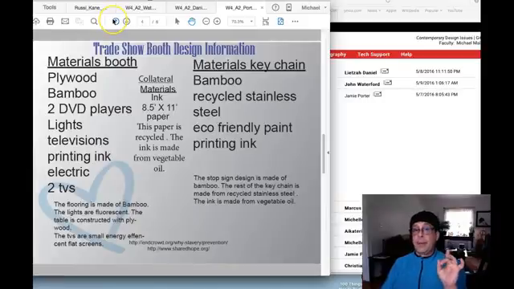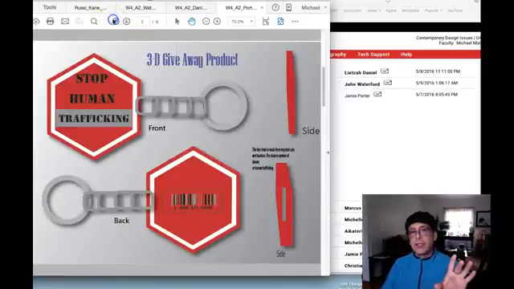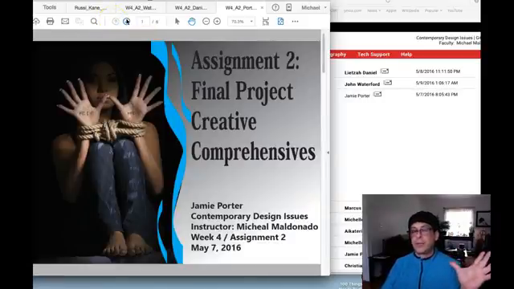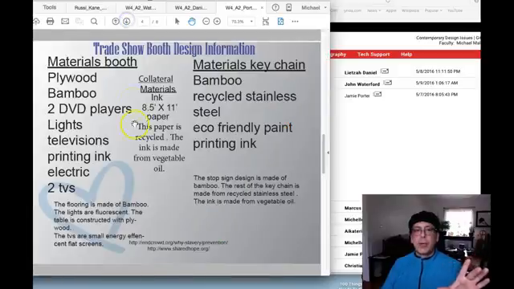Now, keep in mind, you haven't mentioned sustainability yet in your presentation, so your audience doesn't know yet. So we get to the materials list, and we go like this. We go, okay, plywood, bamboo, 2 DVD plate. Okay, the flooring is made of bamboo. All right, so I'm getting all the way through that, then collateral materials, paper, recycle. Okay, I get almost through the second part of the presentation before the word recycled or sustainable is even brought up.